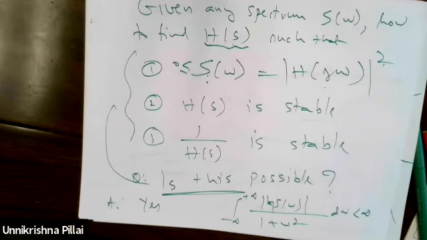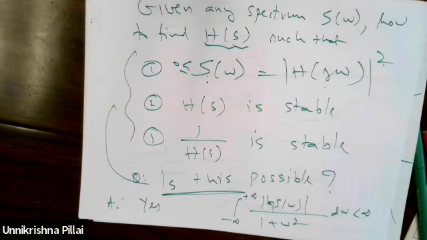Professor, for stability, we just have to prove that the H of S is absolutely summable, right? We cannot say that if it is BIBO stable, then it is stable, right? So the necessary and sufficient condition for BIBO stability is that the impulse response must be absolutely integrable. It is necessary and sufficient. Okay.